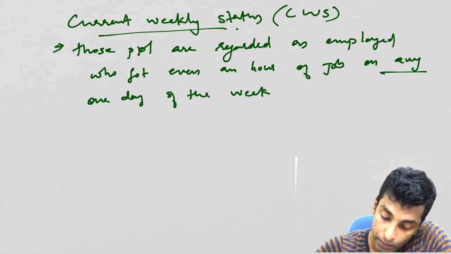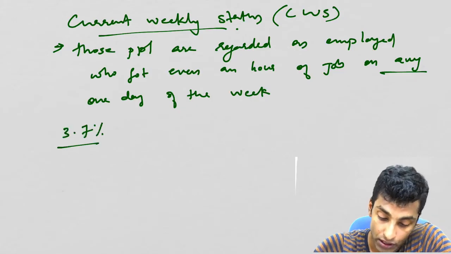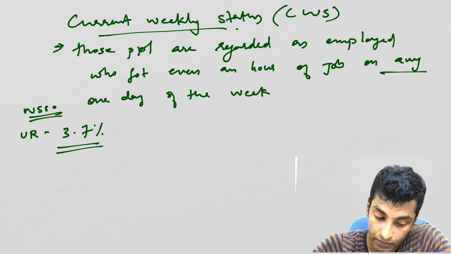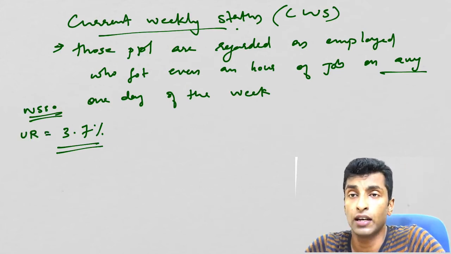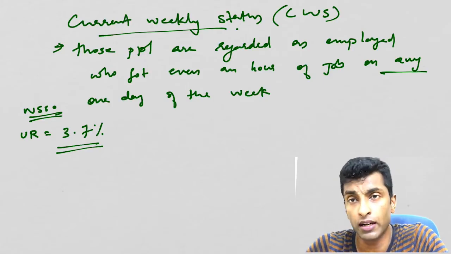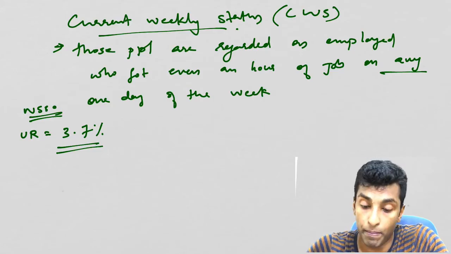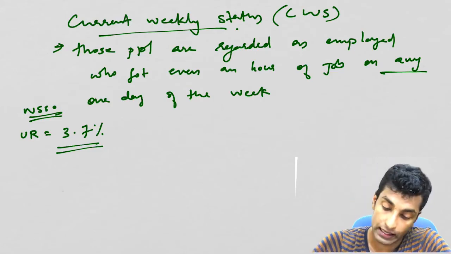And NSSO data, the unemployment rate as per weekly status is 3.7%. That means out of the total labor force, not out of the total population, 3.7% is not employed under current weekly status.